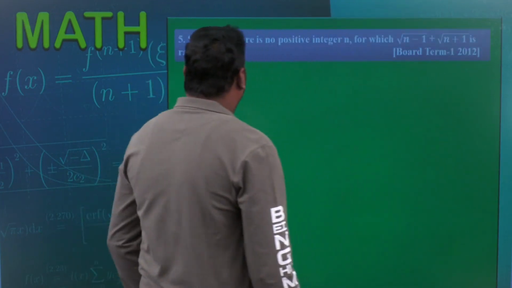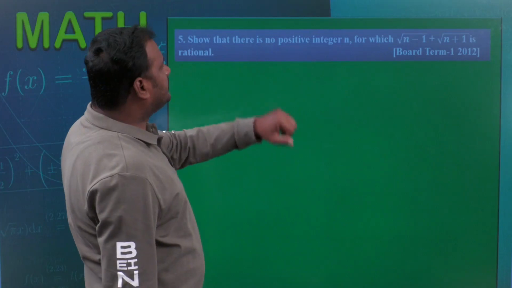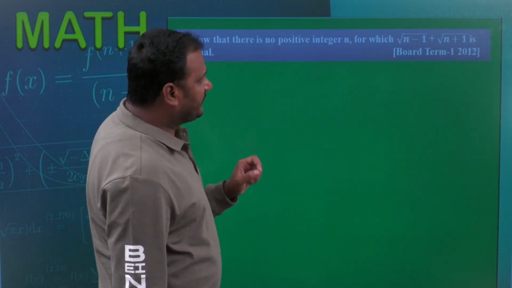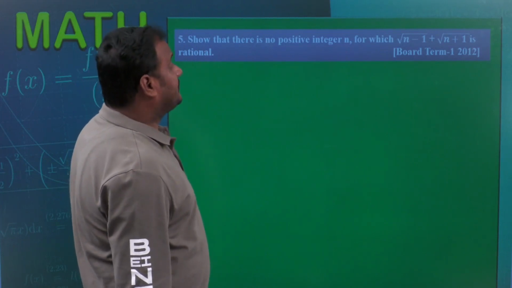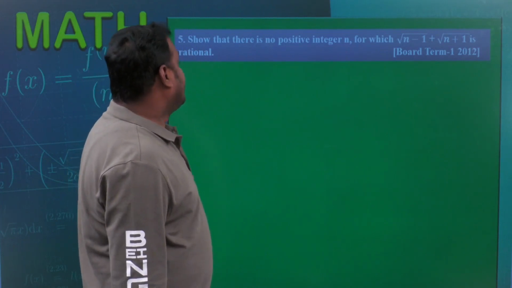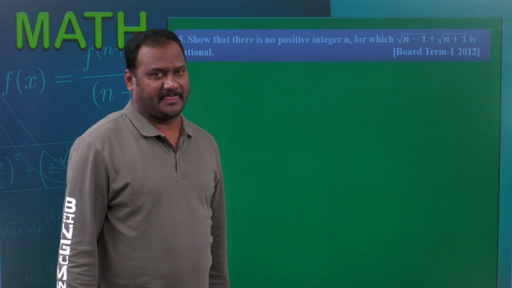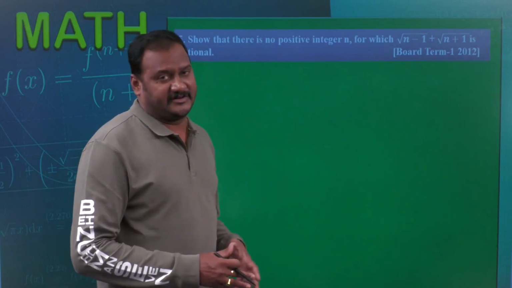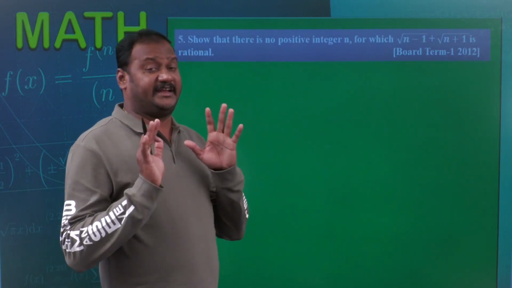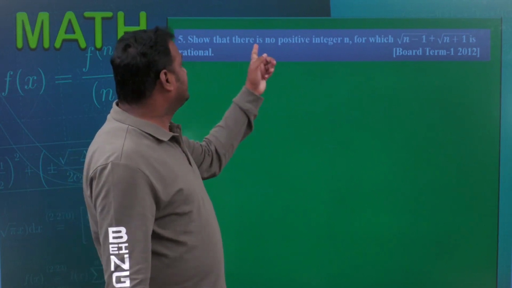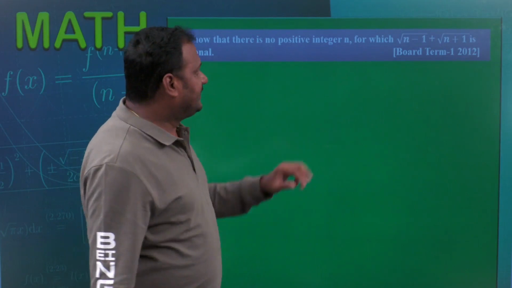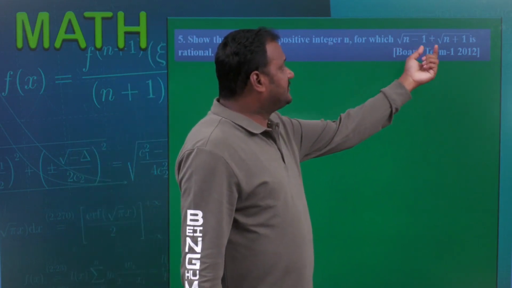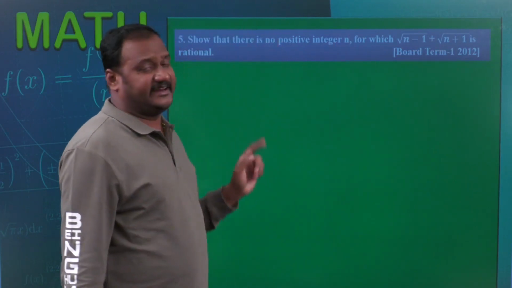So the next problem is: show that there is no positive integer n for which root over n plus 1 plus root over n is a rational number. According to the given problem, there is no positive integer n, exclusively a positive integer n, for which root over n minus 1 plus root n plus 1 is a rational number.